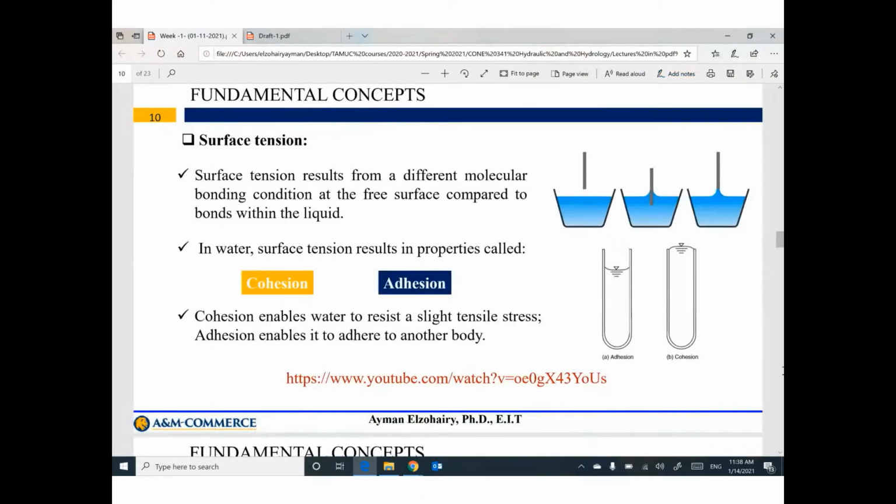So in water, surface tension results in properties called cohesion or adhesion. Cohesion enables water to resist slight tensile stress. Adhesion enables it to adhere to another body. So surface tension is a result of the properties called cohesion or adhesion.